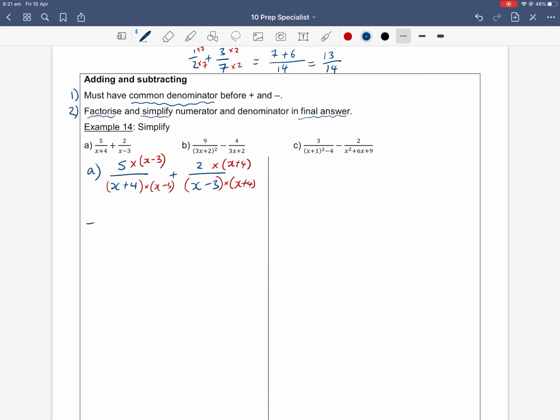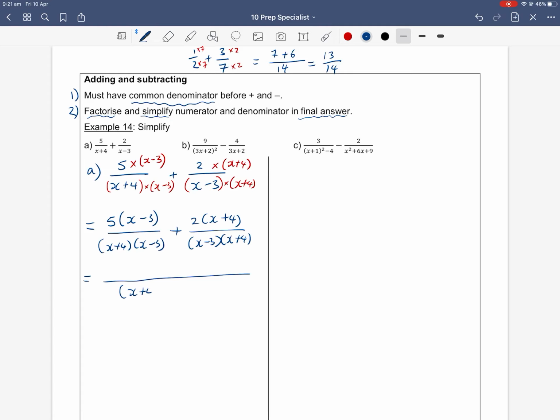So what does that get us? Well, that gets us 5 outside of x minus 3 over x plus 4, x minus 3, plus 2 outside of x plus 4, x minus 3, x plus 4. Now, because the denominators are the same, we can put it over one whole common denominator of x plus 4 times, in brackets, x minus 3.